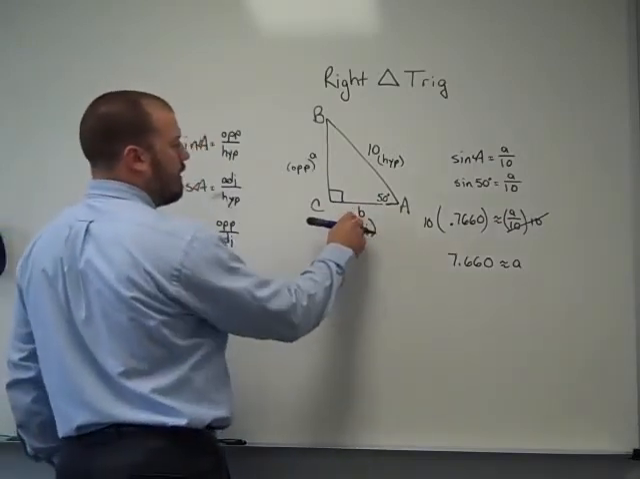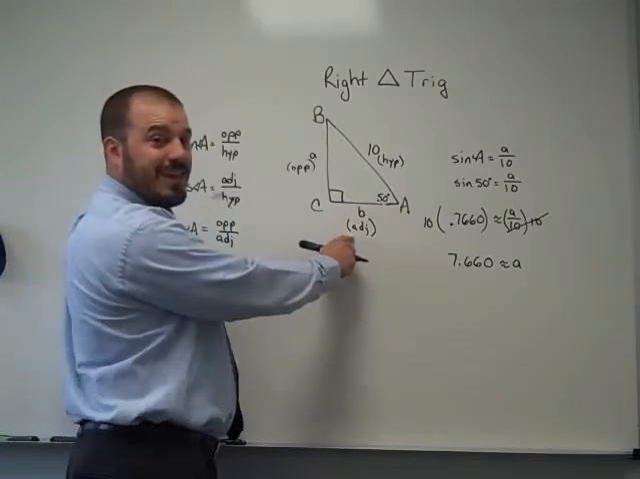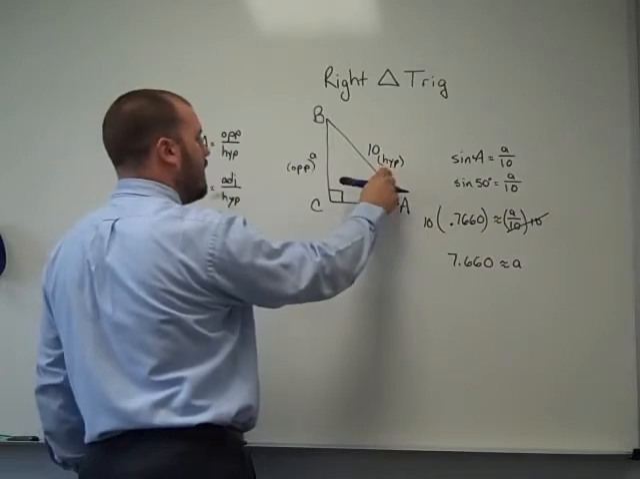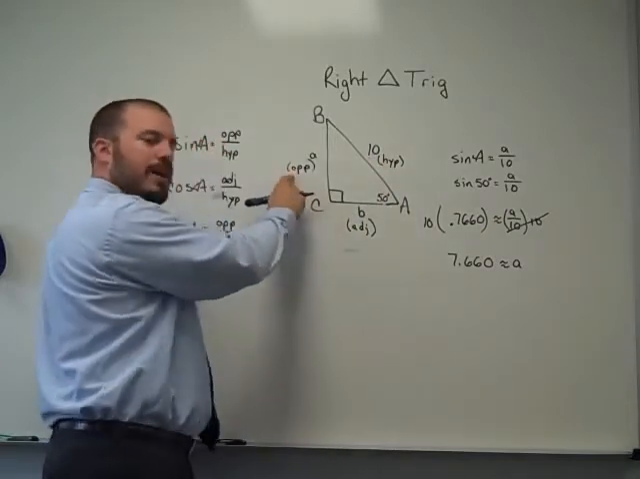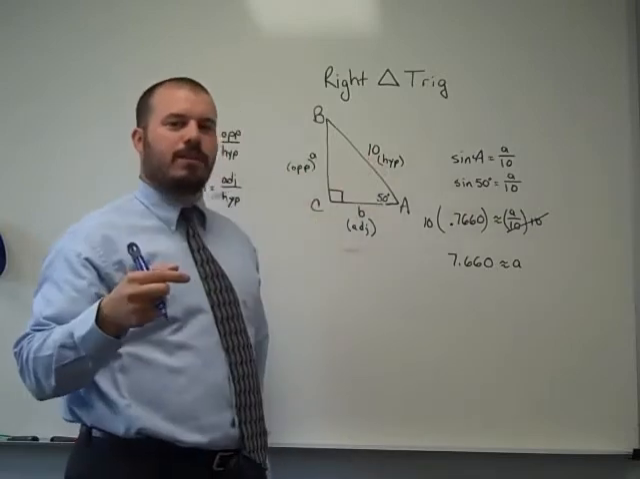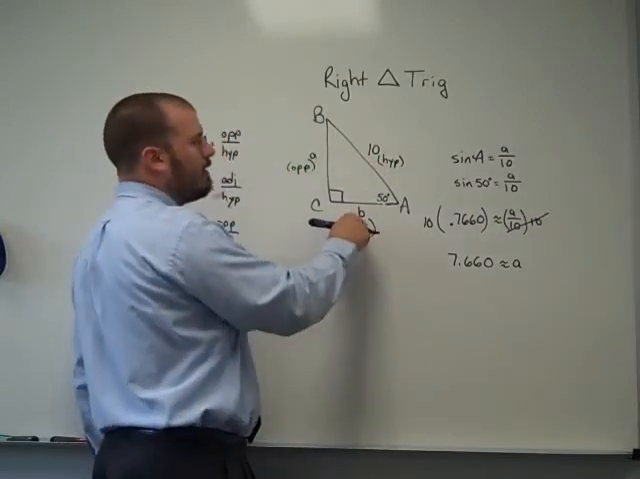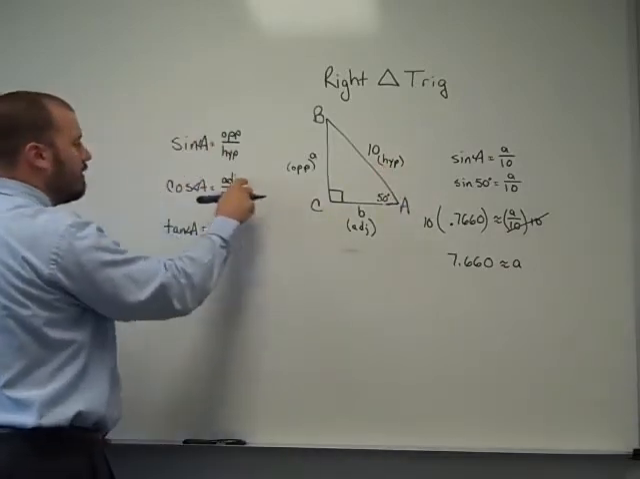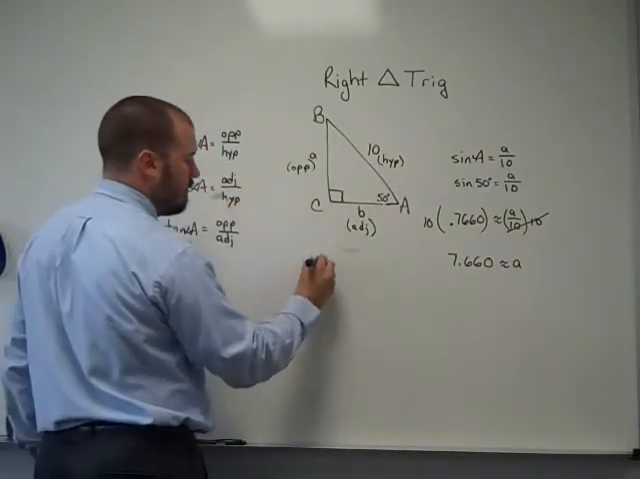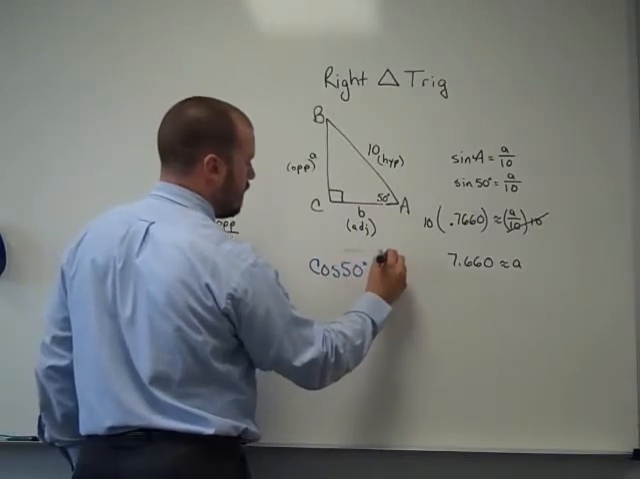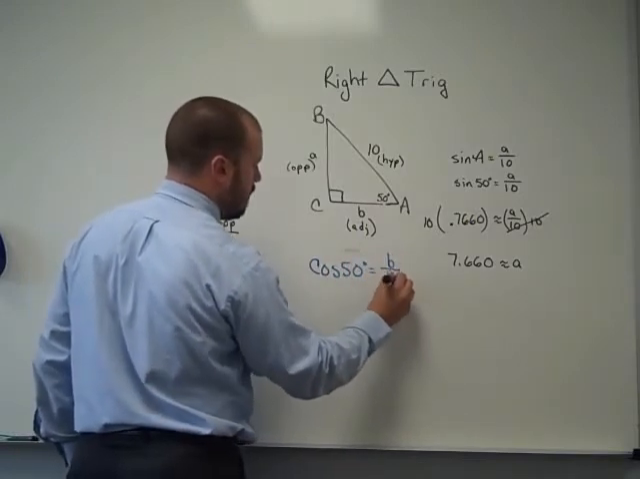Alright, so if I want to solve for side B, that's the side adjacent to the angle, and I know the hypotenuse. Yes, I do know the opposite, but again, that was a rounded value. I like to go back to the one that was given in the beginning. So I'm looking for the adjacent, and I know the hypotenuse. Adjacent to hypotenuse is cosine. So the cosine of 50 degrees is equal to b over 10.